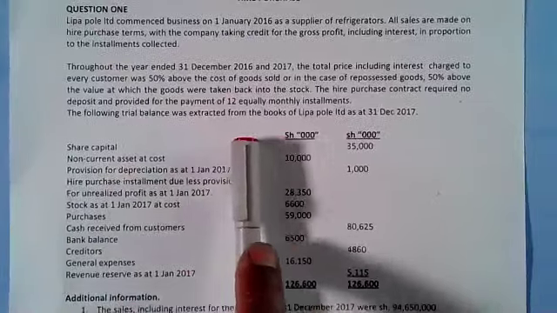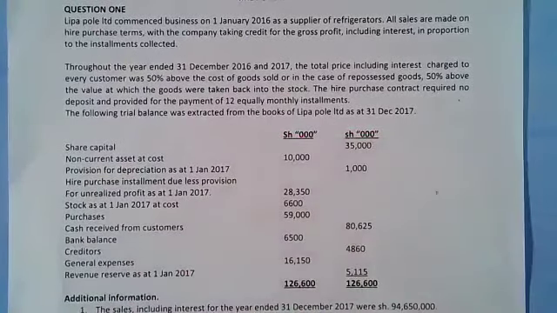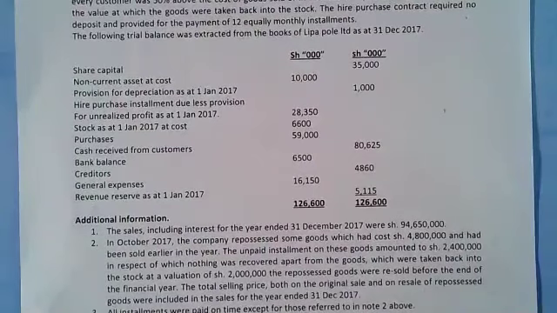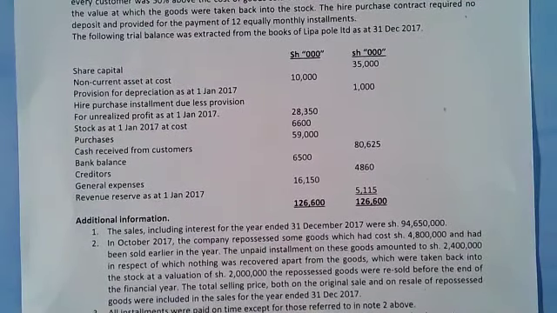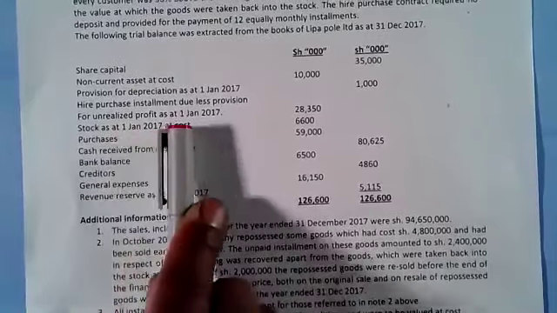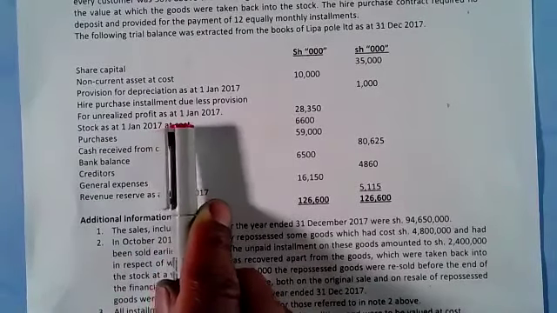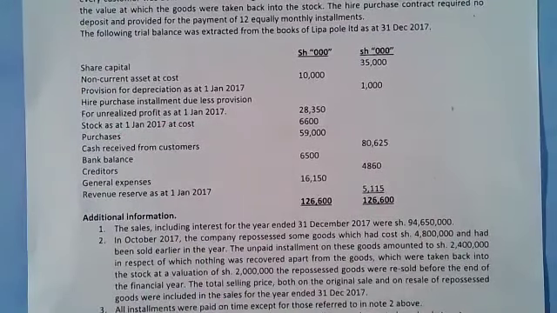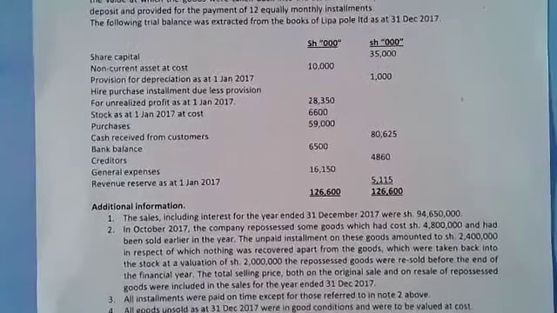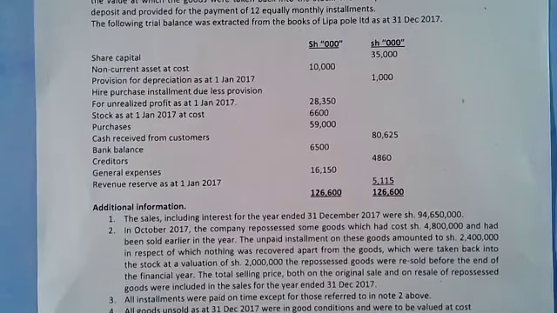The following trial balance was extracted from the books of Lipa Power Limited as at 31st December 2017. You have the share capital, current assets at cost, provision for depreciation, hire purchase installments due less provision for unrealized profit. Those are the debtors, the account receivables. Then we have the stock as at 1st January 2017, that's opening stock. Purchases, cash received from the customers. We have the bank balance, creditors, general expenses, and the revenue reserve. Now, revenue reserve is the same as retained earnings.